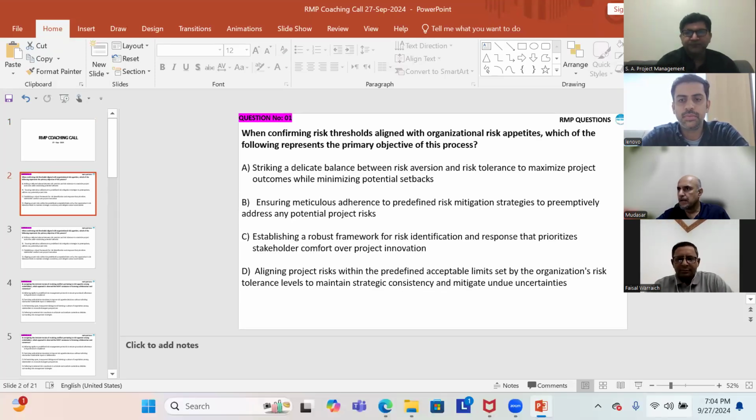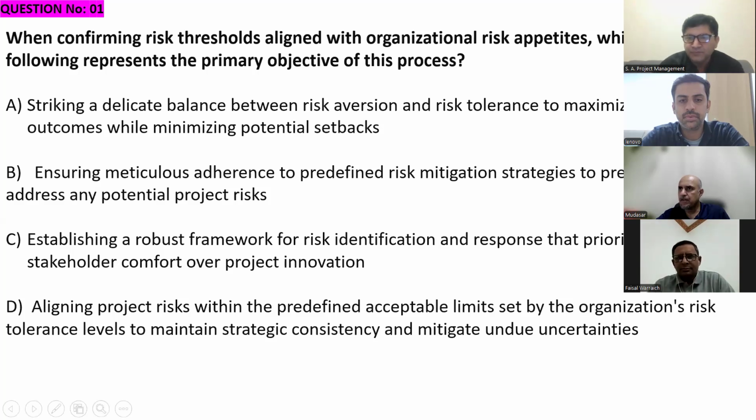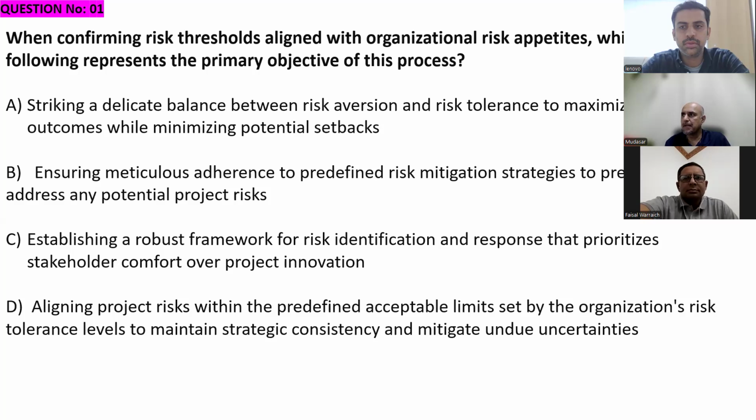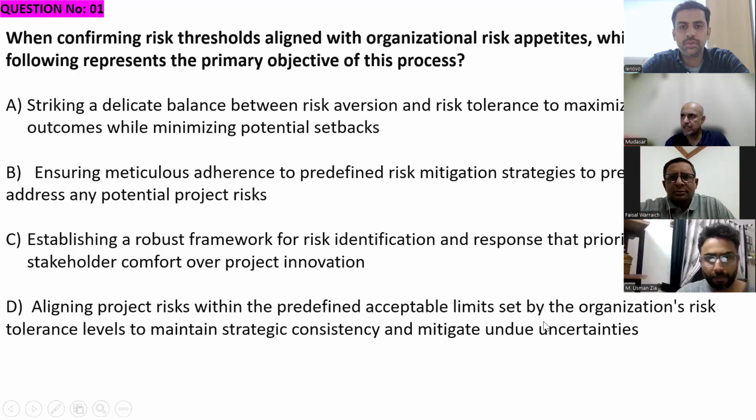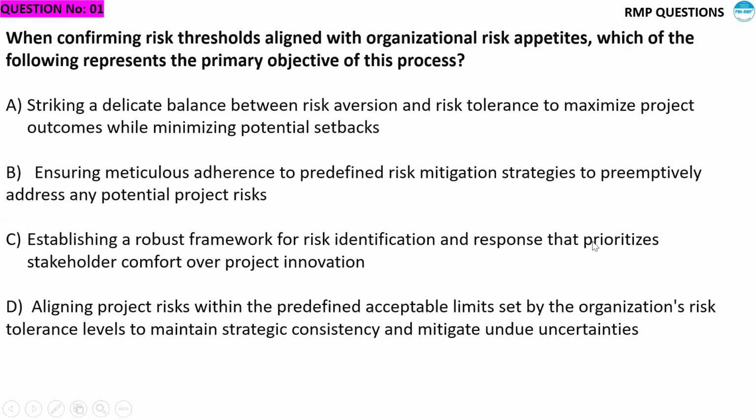When confirming risk threshold aligned with organizational risk appetites, which of the following represents the primary objective of this process? A: Striking a delicate balance between risk aversion and risk tolerance to maximize project outcomes while minimizing potential setbacks. B: Ensuring meticulous adherence to predefined risk mitigation strategies to preemptively address any potential project risk. C: Establishing a robust framework for risk identification and response that prioritizes stakeholder comfort over project innovation. D: Aligning project risk with the predefined acceptable limits set by the organizational risk tolerance levels to maintain strategic consistency and mitigate undue uncertainty.